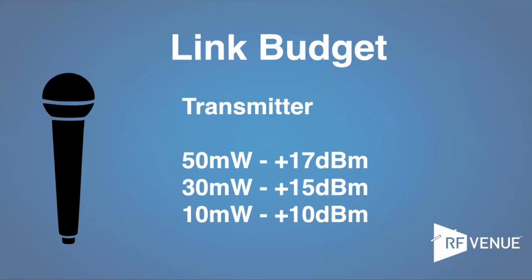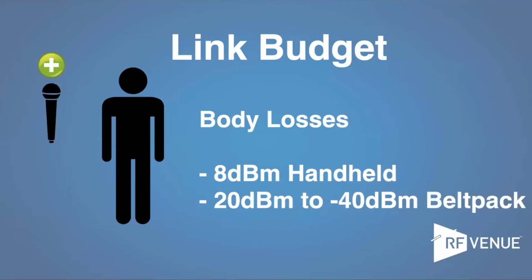But anyway, you start out with a transmitter, and this is the power that it's rated at. It's not necessarily the power that comes out of the antenna. There are some tiny losses inside, but we'll get to those later. So you've got this transmitter, and somebody's going to hold it in their hand, or put it on a belt pack. The human body is an interesting thing. It both absorbs and reflects RF. In this case, you're going to have some losses. Typical losses are about 8 dB if you're holding it in your hand, and 20 to 40 dB on a belt pack.